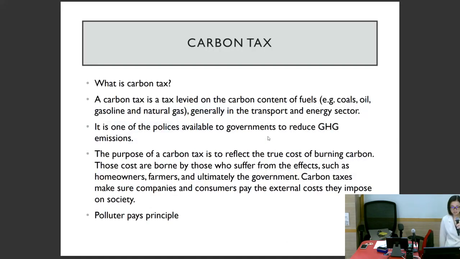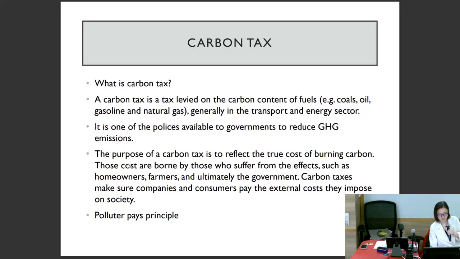So carbon tax is a tax levied on the carbon content of the fuels. And the fuel would be the fossil fuel, right? Like the coal, the oil, gasoline, natural gas, generally in the transport and energy sector. But it can be applied to some other sectors as long as they have the mechanism to quantify the emissions. It is one of the policies available to governments to reduce greenhouse gas emissions.